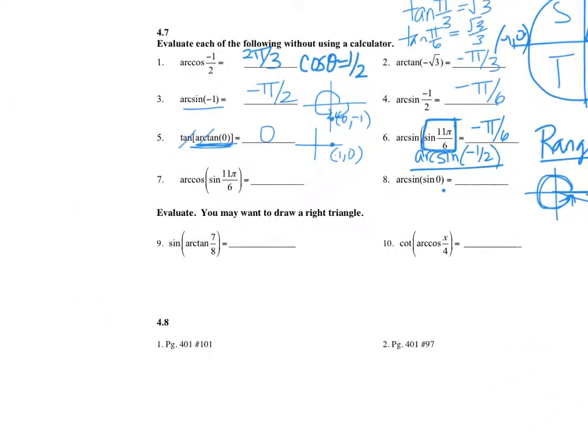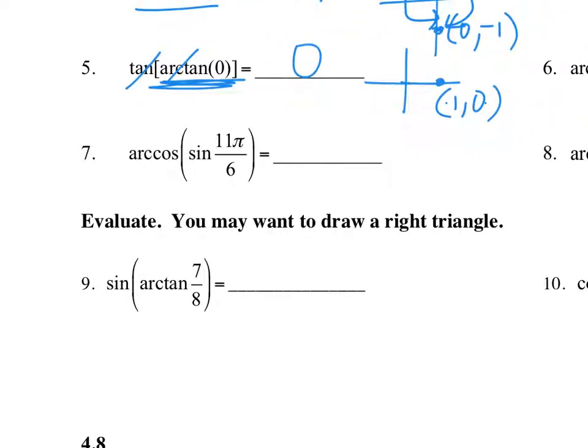Yeah. Okay, how about the arc cos of the sine of 11 pi over 6? So we evaluated the sine of 11 pi over 6 already, and we got a negative 1/2.